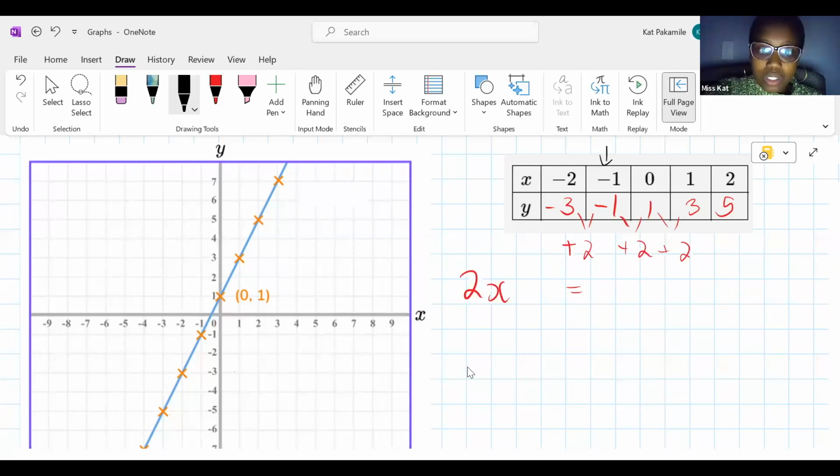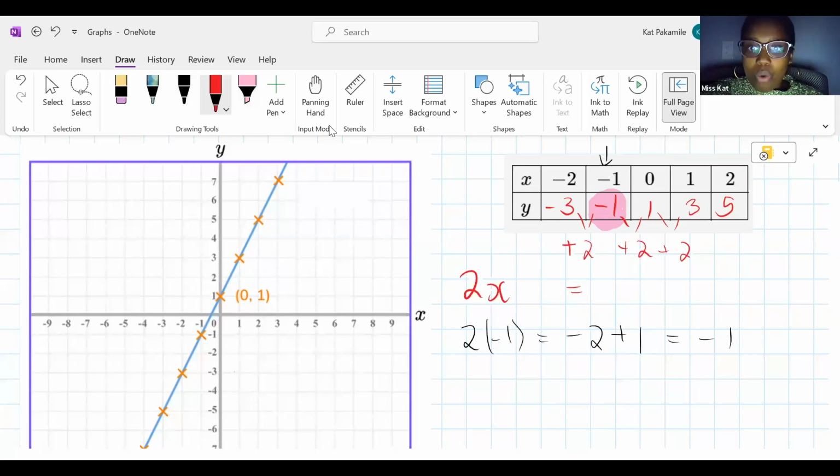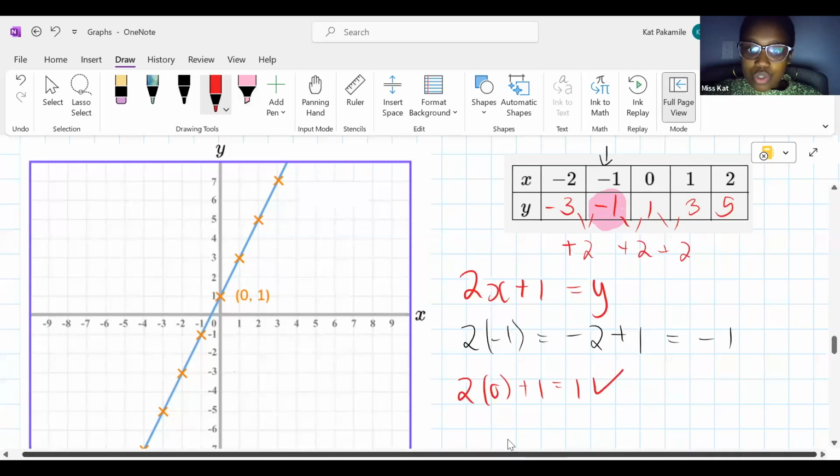Now I'm just pressed for time, so I want us to hurry up. So if I test it with -1, it's going to give me -2. Now that's not the output I'm looking for. The output I'm looking for is -1. So I'm going to have to add 1 to get to -1. So therefore, my formula will have to be 2x plus 1 equals y. Now let's test it with 0. 2 times 0 plus 1 equals 1. That's the correct output.